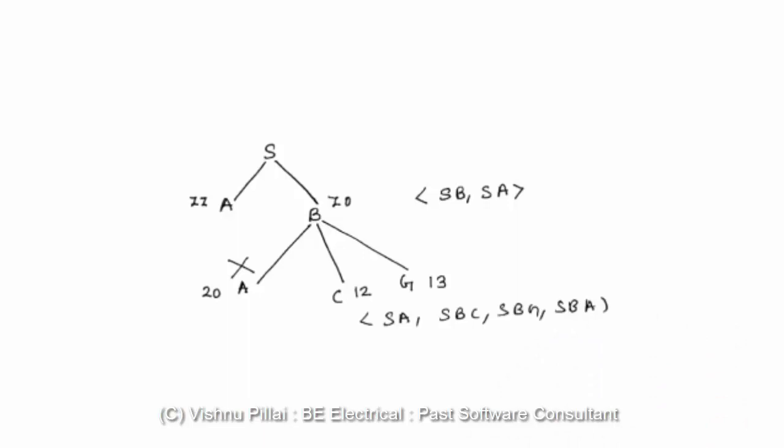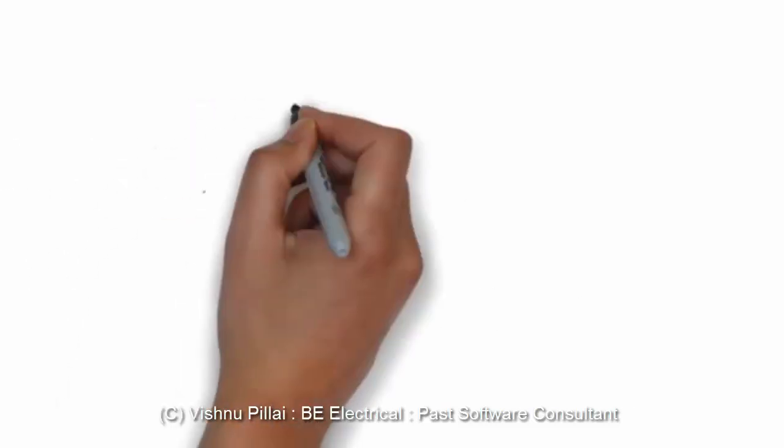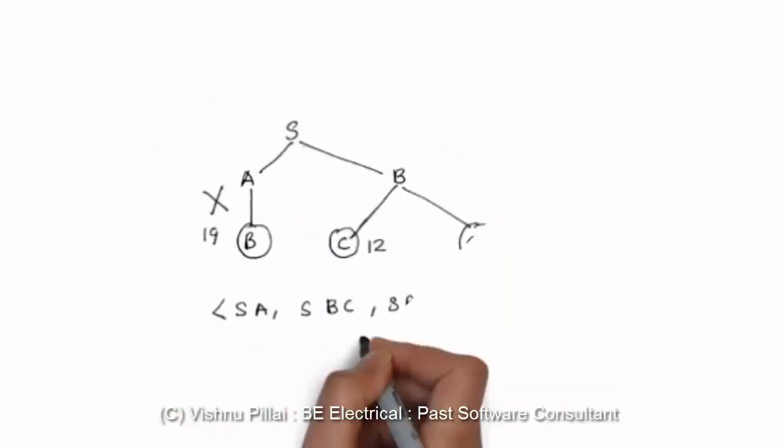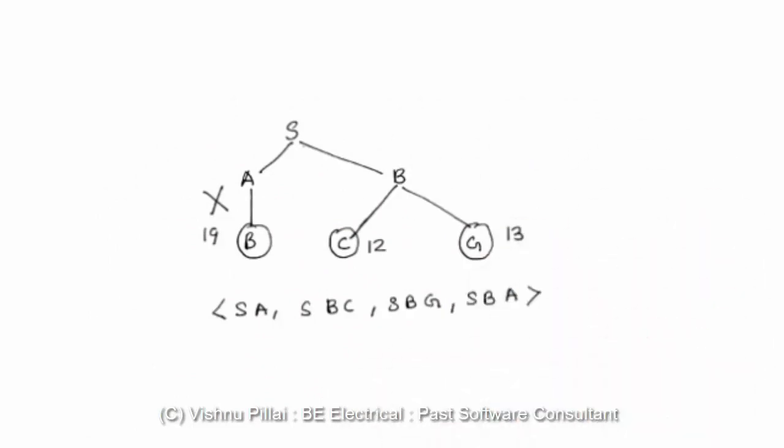So the total cost at A is 11 and the total cost at B is 10. That is while you're traveling from S to A and S to B. While if you're traveling from S to B and then from B to A, the cost at A is 20. So you'll not consider that. Again, if you're traveling from S to A and from A to B, the cost is 19. But if you're traveling directly from S to B and B to C and B to G, that appears to be a less cost path if you consider the second step.